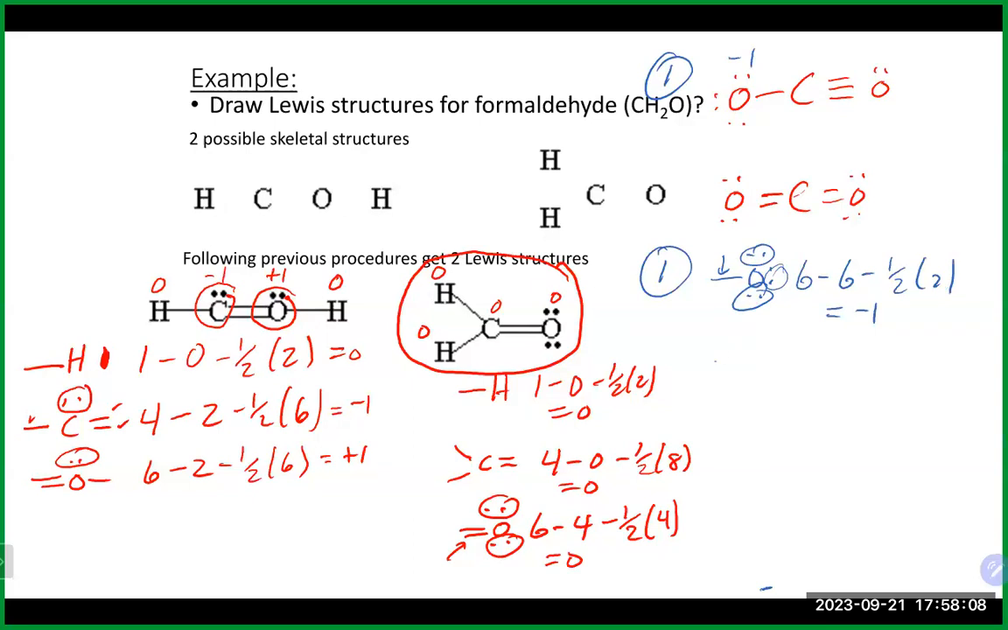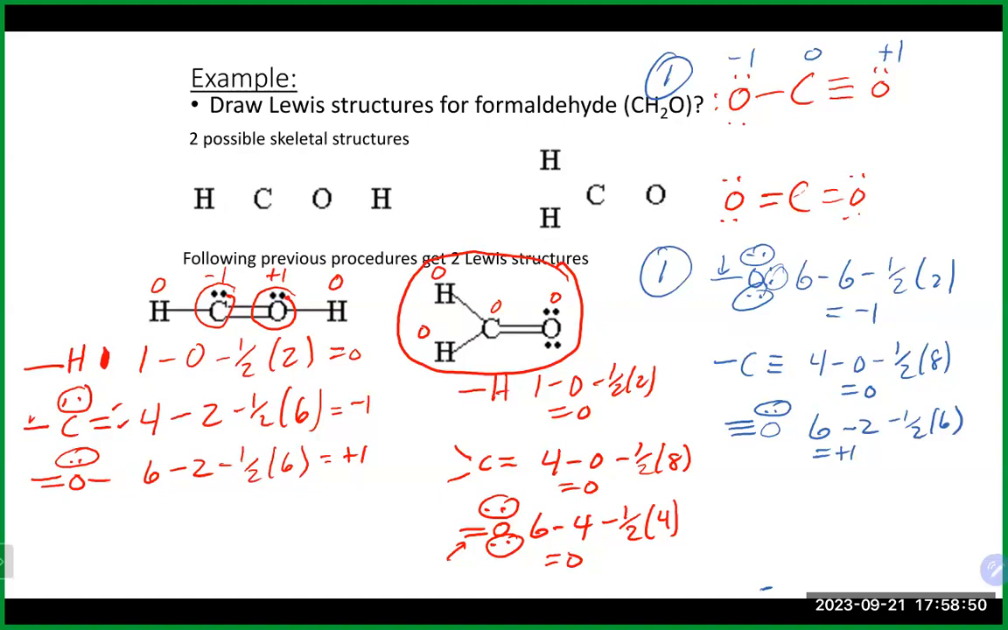We then have our carbon that has a triple bond on one side and a single bond on the other: 4 minus 0, as there are no dots or non-bonding electrons, minus 1/2 of 8, which gives us a 0 in this case. And lastly, here we have our triple bonded oxygen, rarely seen, but we'll do it: 6 minus 2, minus 1/2 of 6 for our bonding electrons. So it's 6 minus 2, which is 4, minus 1/2 of 6, which is 3. So that is a plus 1. Any questions on calculating those formal charges?